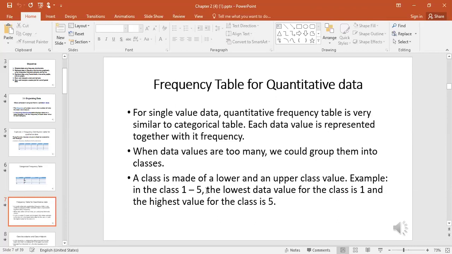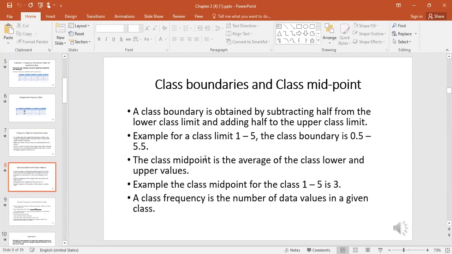Here we have, for example, a class from 1 to 5, which means that the lowest possible value of the class is 1 and the highest possible value is 5. So values that are between 1 and 5 are also part of the class. When we have a class, we can make class boundaries, that is, determine boundaries within which values of the class should be. To do that, generally, we subtract 0.5 from the lower value and add 0.5 to the upper value. So the class boundary for 1 to 5 is 0.5 to 5.5.